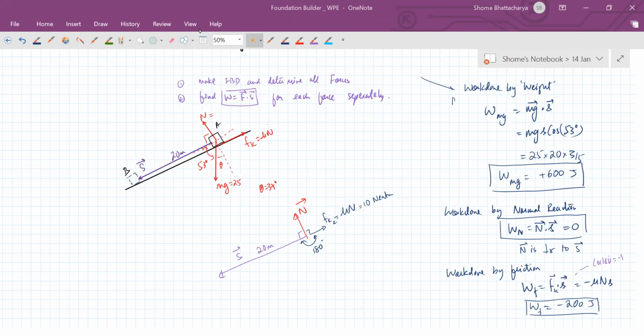Oh, this is 300. Yeah, people, Kunj, thanks for pointing out. There is a calculation error here. This should not be 600, this should be 300. This should be plus 300 joules. Please make this correction. Just do this calculation: 25 into 20 into 3 by 5, it will give you 300.